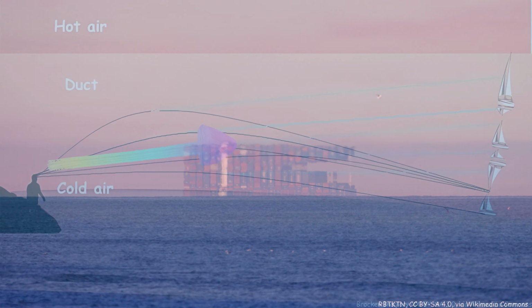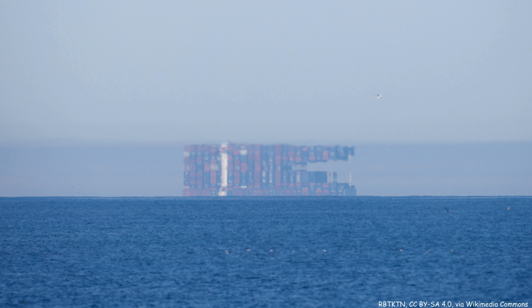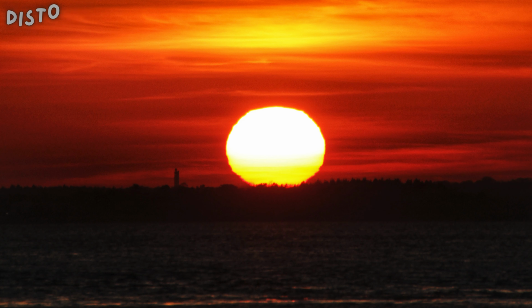For example, imagine a ship on the ocean. You'd see the true image of the ship, but also an inverted mirage image where the bottom of the ship is at the top. When the sun is at the horizon, it can appear distorted due to atmospheric refraction. For instance, it is not uncommon to see the height of the sun to be just 80% of its width. Let's explore what causes this phenomenon.